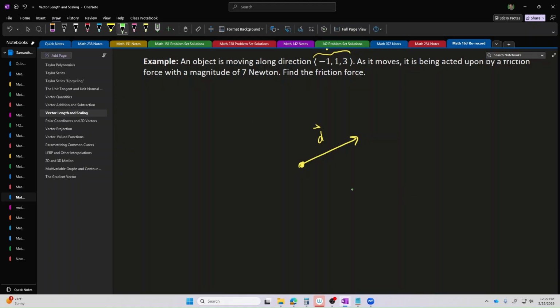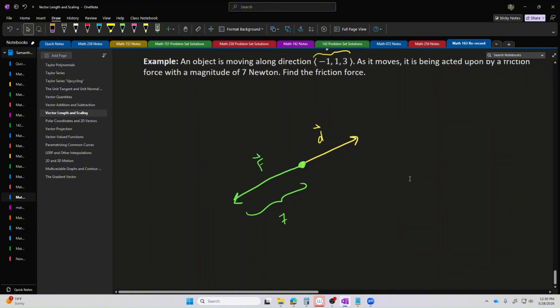The friction force is acting to resist the object's movement. So it's acting in the exact opposite direction as the object's moving. So the force of friction is coming in here and pointing in the exact opposite direction with a magnitude of 7 units. So let's try and use this information to find the friction force as a vector.